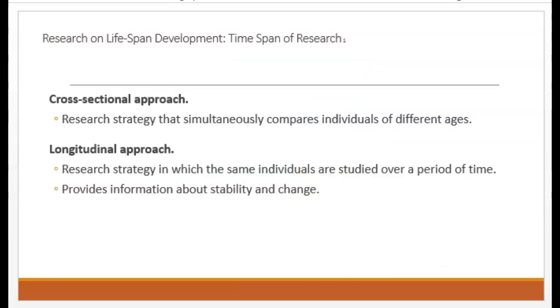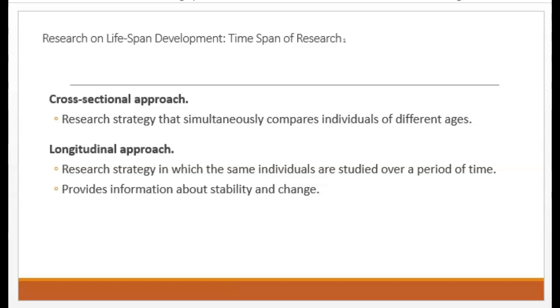Another thing to consider when doing research is the time span of research. With a cross-sectional approach, you can compare individuals of different ages at the same time. So, for example, you might compare a group of 20-year-olds to a group of 50-year-olds. This is a faster way to get data, but you can't be sure that any differences you find between the groups are due to aging or due to historical influences.